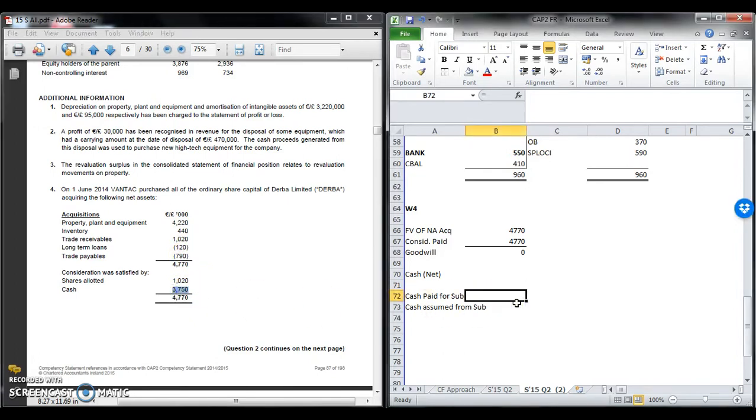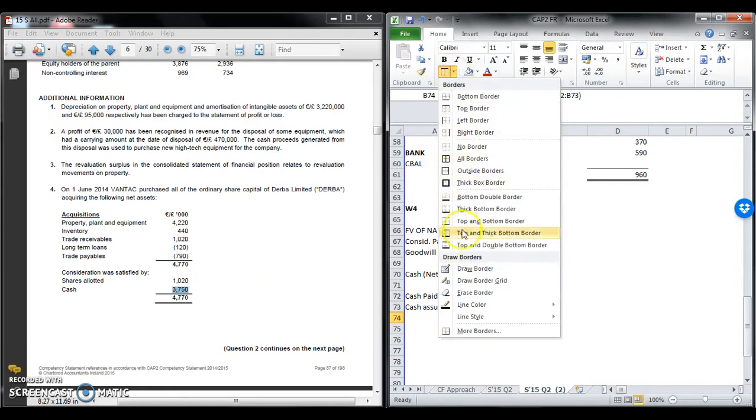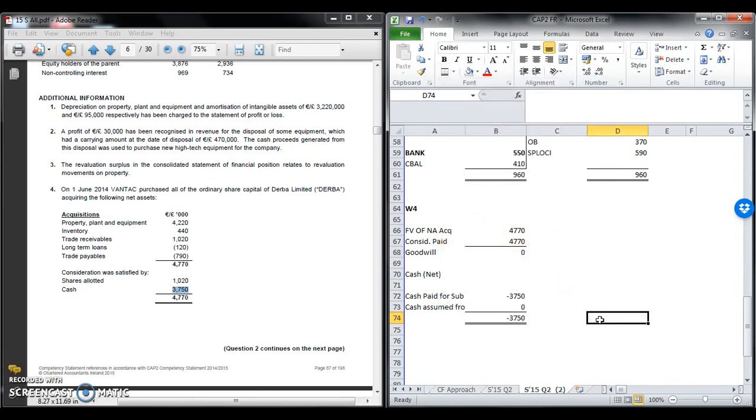But in this case here, you paid minus 3750. You took on no extra cash, so there was no cash in the balance sheet at the date of acquisition. Therefore, the cost of acquiring the sub, which again from your perspective is an investing activity, is 3750. So you just put that in now. That's your acquisition done. Similar for disposal, you take net cash acquired or got from proceeds less any cash you gave away in the statement of financial position.